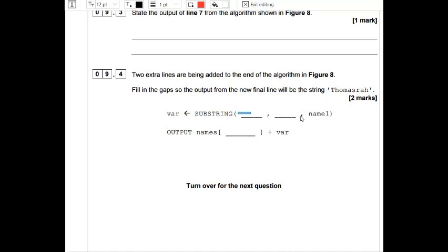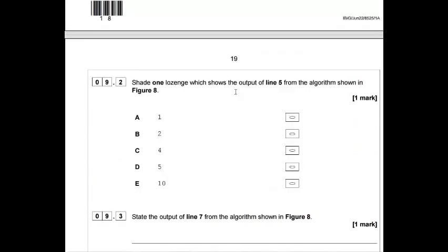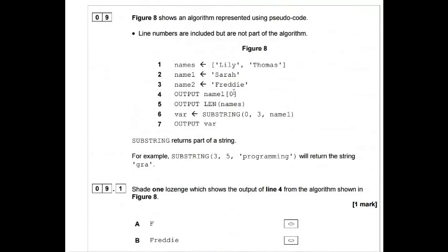So we've got var, substring, and then name 1. So it would just be 2 for Thomas, and then 4. 2 and 4, done. So we've correctly identified that as 2 and 4. So Thomas Ra, if you have a look, you've got Thomas, and up to the 4, so 0, 1, 2, 3 and 4. 2, 3, 4 there. So it's Thomas Ra.